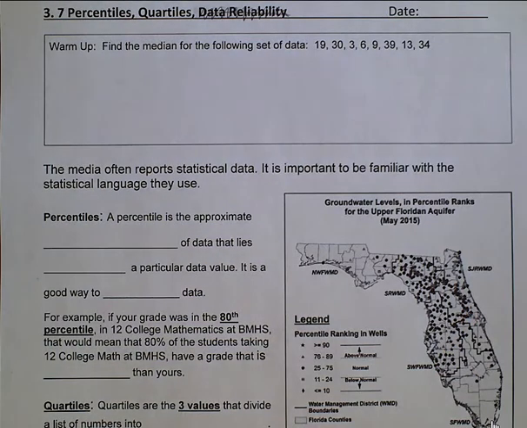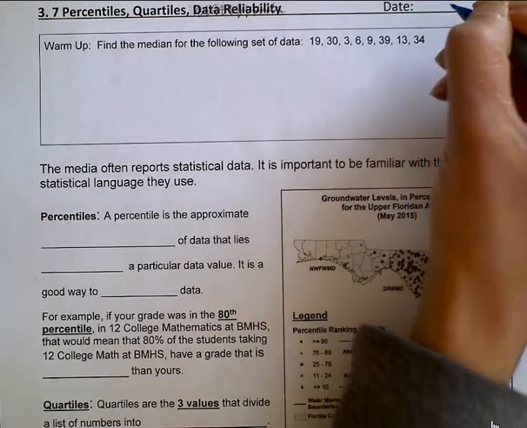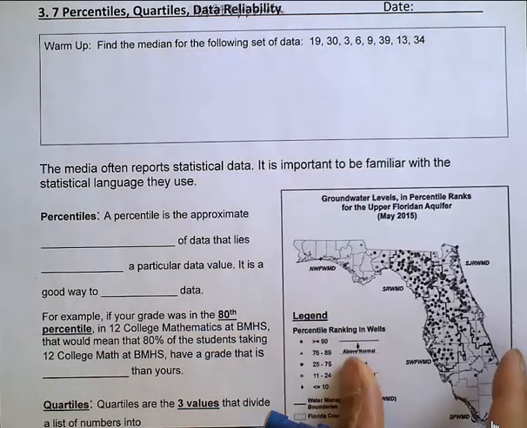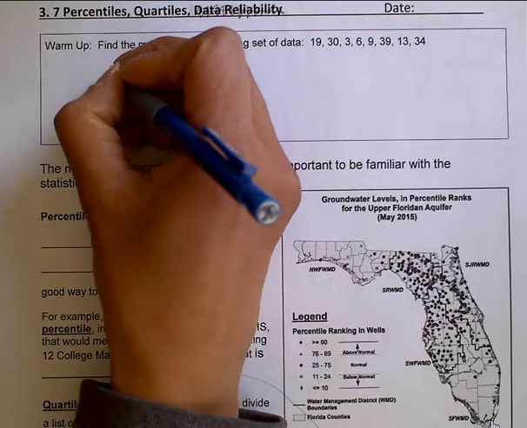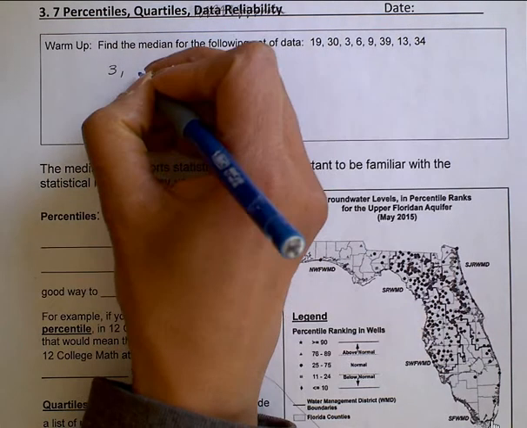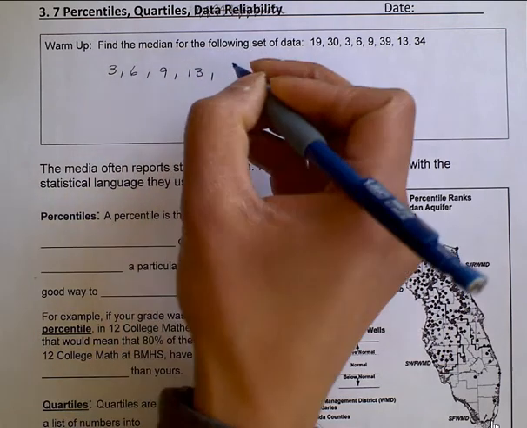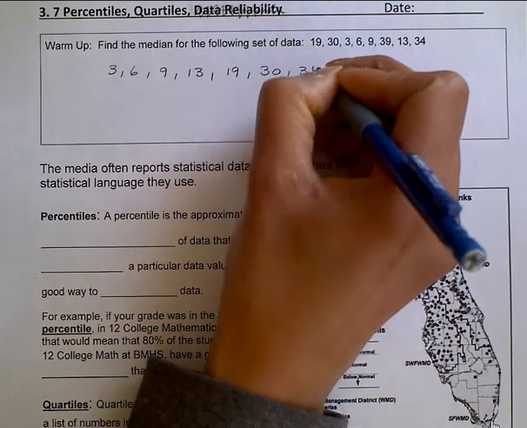Anyways, let's start by reviewing what a median is. So let's find the median for the following set of data. Now the median is the middle number from an ordered list. So we have to take this list of numbers and we have to start by ordering it from least to greatest. So the smallest number is 3, followed by 6, 9, 13, 19, 30, 34, and 39.